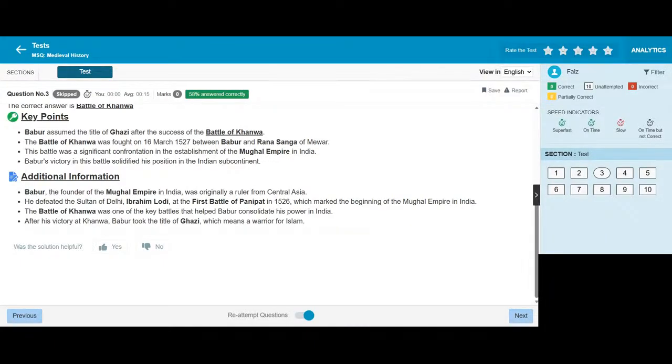Babur, the founder of the Mughal Empire in India, was originally a ruler from Central Asia. He defeated the Sultan of Delhi, Ibrahim Lodi, in the First Battle of Panipat in 1526, which marked the beginning of the Mughal Empire in India. The Battle of Khanwa was one of the key battles and helped Babur consolidate his power in India. After his victory at Khanwa, Babur took the title of Ghazi, which means a warrior of Islam.